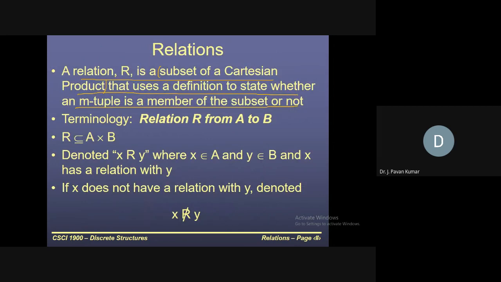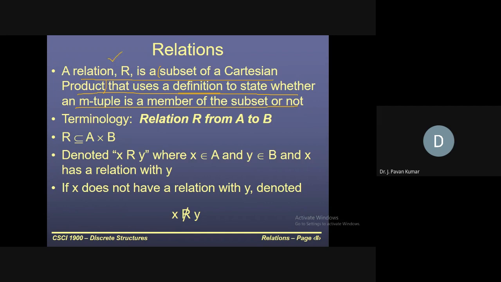A relation R is a subset of a Cartesian product that uses a definition. For this relation we will have a definition to state whether an n-tuple is a member of the subset or not. What is this subset? The subset is nothing but the relation. If you consider one tuple, we should be able to state whether it is a member of this relation or not, by using this definition. Such a definition should exist. Then we can say that it is a relation.